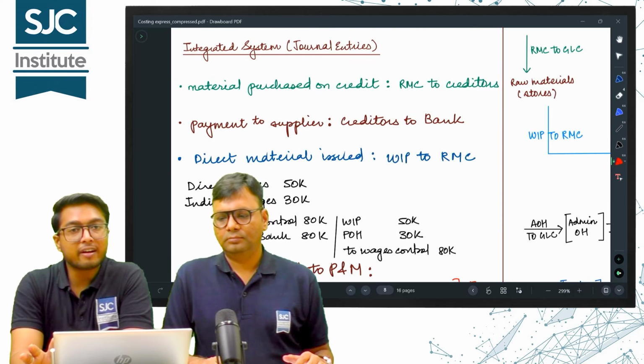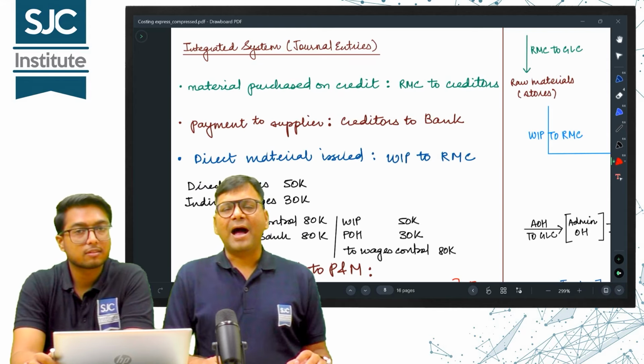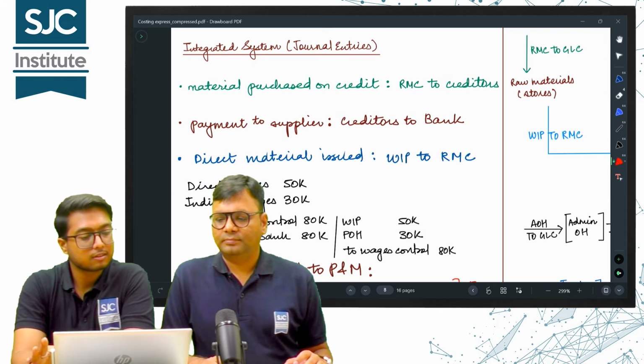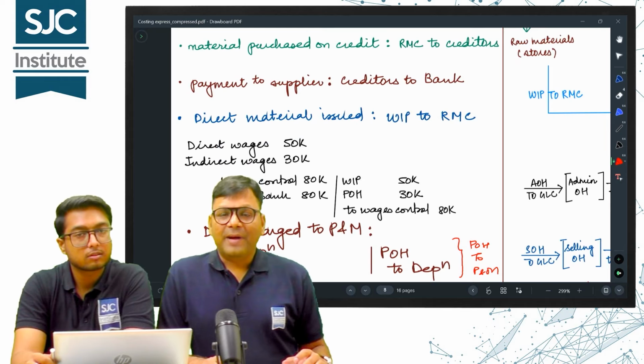Journal entries in the integrated system. First, material purchased on credit. It will be RMC to creditors. Second, payment to supplier. Creditors to bank.